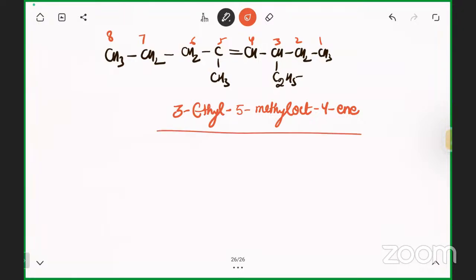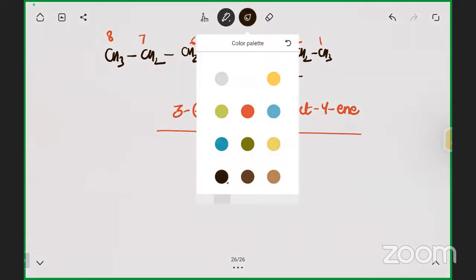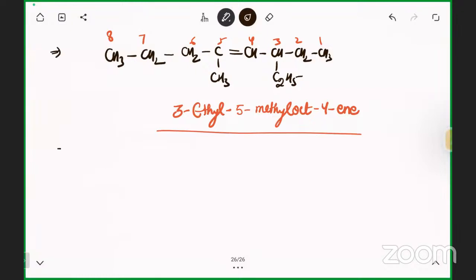So was it correct or not? Anyone whose answer was correct? Not a single one. No, sir. Where was the mistake? Which thing were you confused about? Numbering, sir.